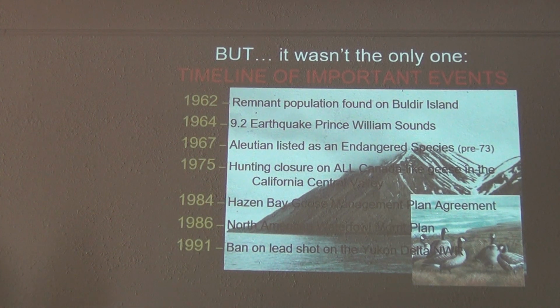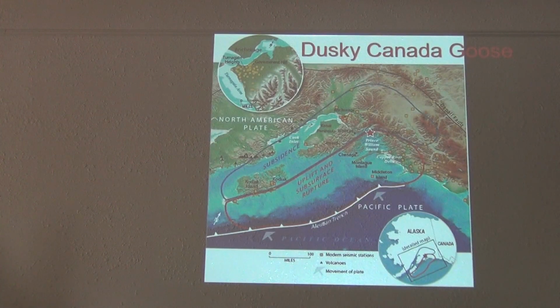And then the final one that I put on there is that in '91, there was a complete ban on lead shot on the Yukon Delta. That expanded later on down into the Central Flyway, and then of course now there's a complete non-tox requirement on waterfowl hunting. But that started back then because of very obvious impacts to both eiders and geese up on the Yukon Delta. So I'm going to touch a couple of those other stories real quick.